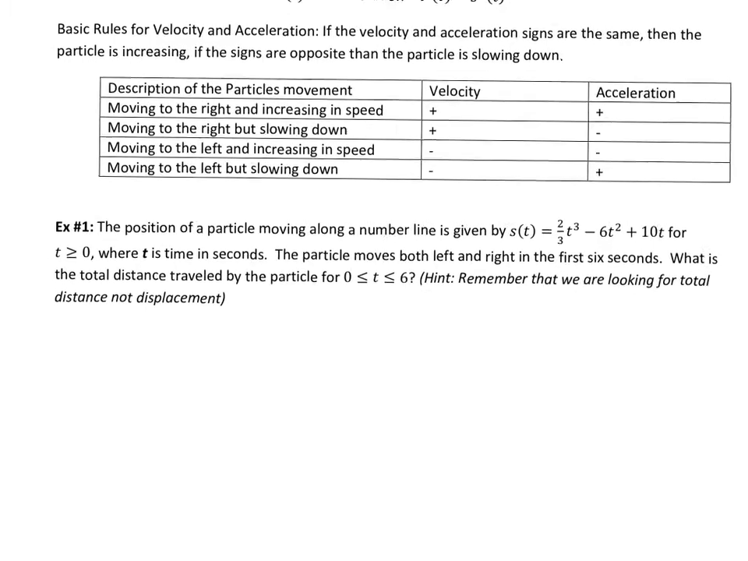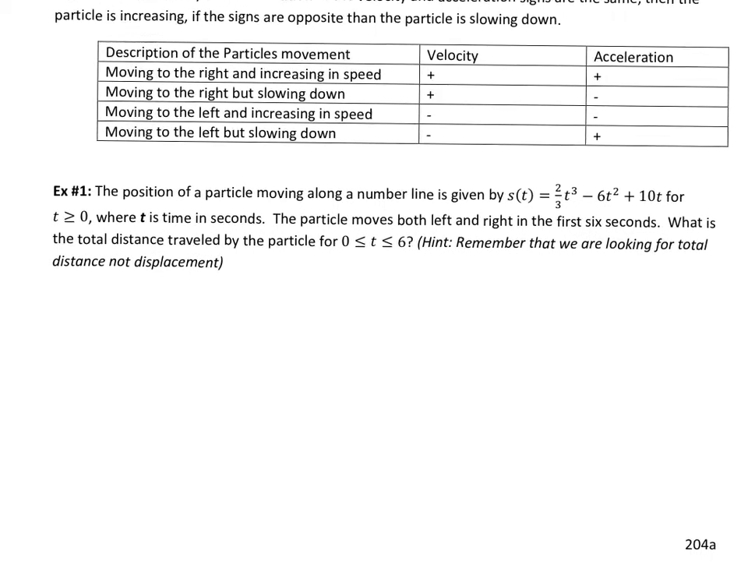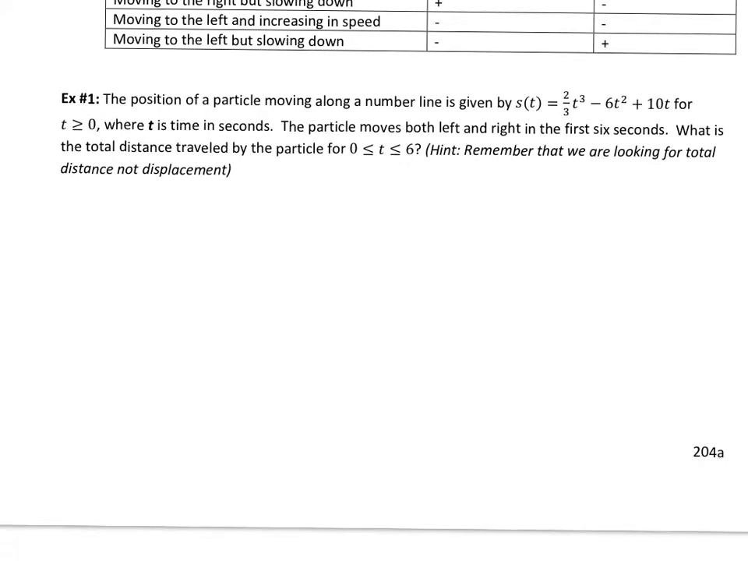So here's the first problem. It says the position of a particle moving along a number line is given by this function s of t equals 2/3 t cubed minus 6t squared plus 10t, where t is the time in seconds. Okay, and so obviously we're starting after 0. The particle moves both left and right in the first 6 seconds. What is the total distance traveled by the particle?